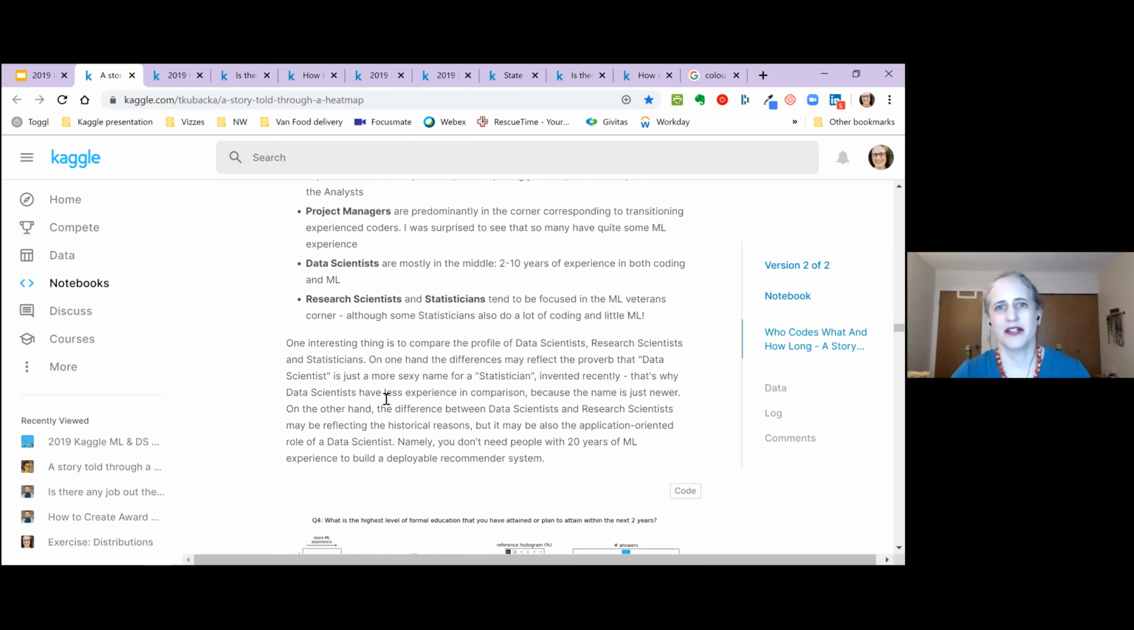Right, and the difference between data scientists and research scientists may be reflecting the historical reasons, but it may also be the application-oriented role of a data scientist. Mainly, you don't need someone with 20 years of machine learning experience to build a deployable recommender system. There you go.